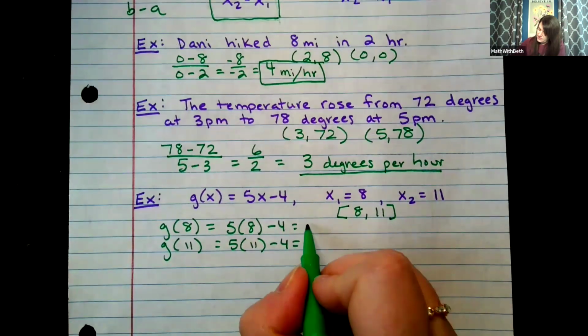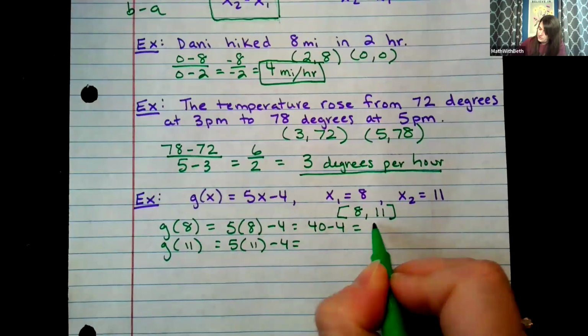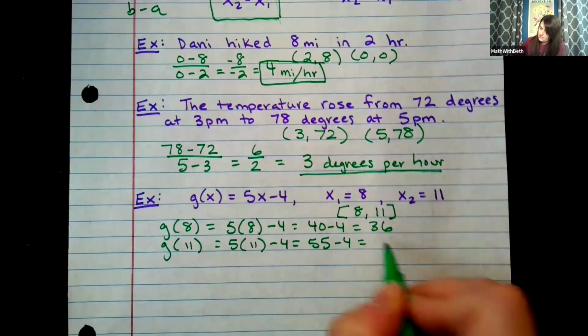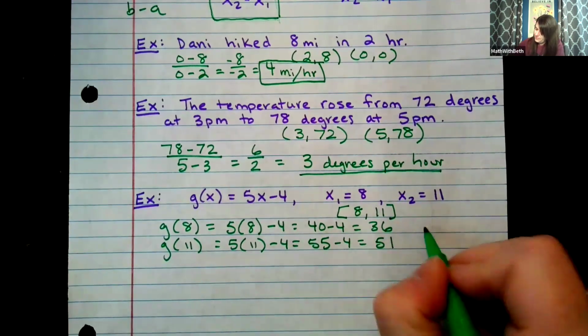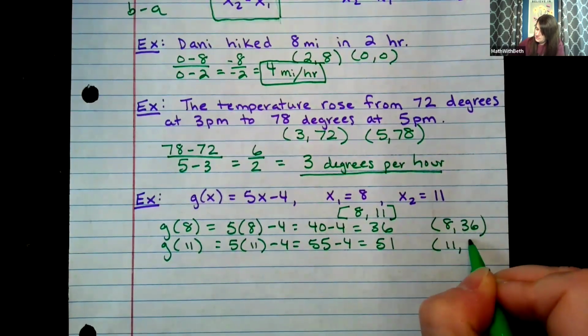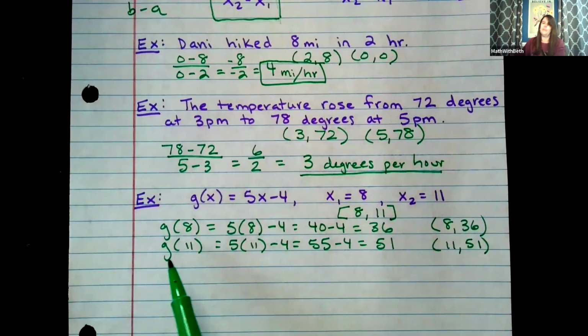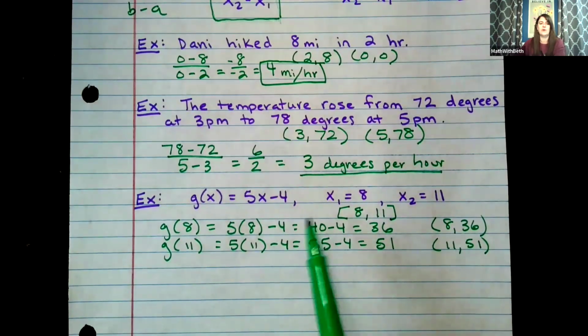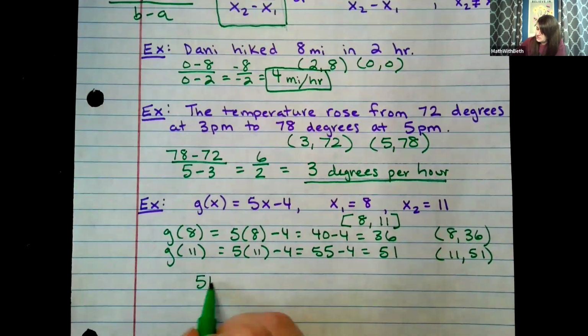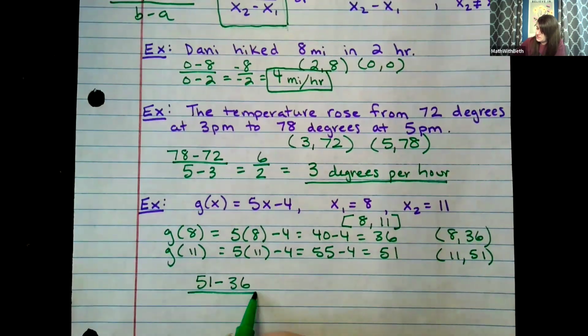So this is 36 and 51. So basically we now have 2 points because we already had the x's. By plugging them in, we now have the y's. So we had to do all of this before we could now focus on what is the average rate of change. So now I'm going to use my slope formula to say 51 minus 36 over 11 minus 8.